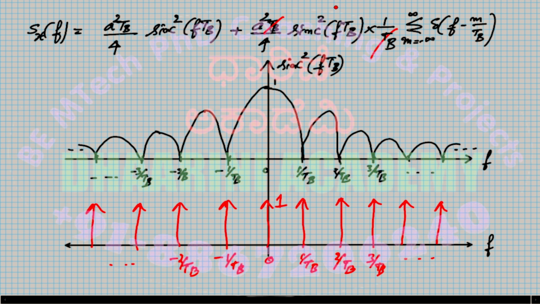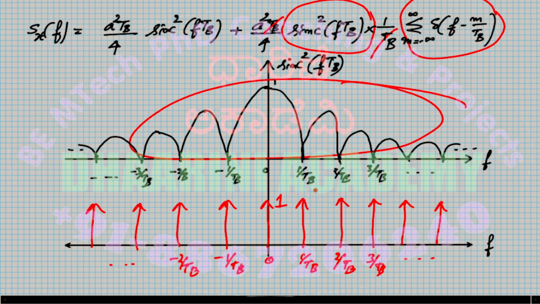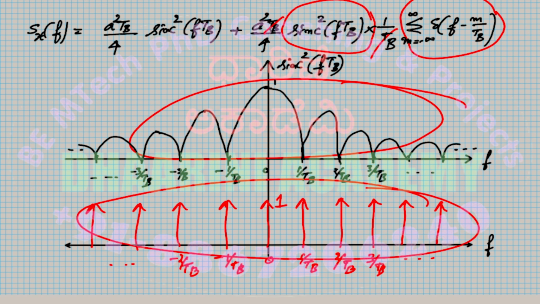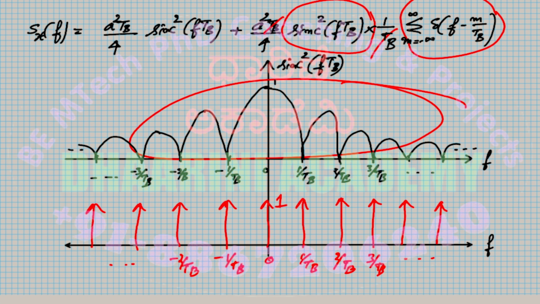Now, can you answer my question? My question is, what is this product? Sinc square into this. That is this function into this function. What is the answer? Can you answer? Look at the graph and answer.